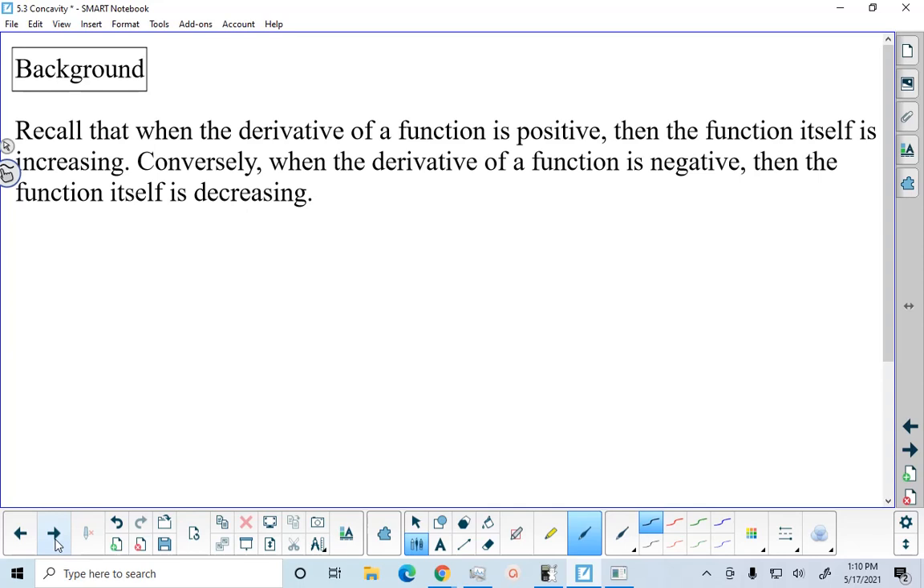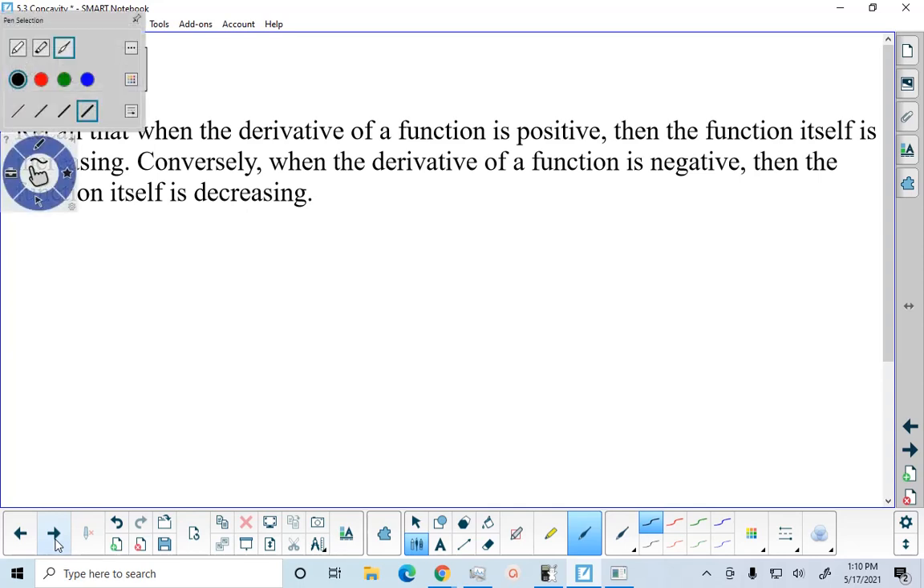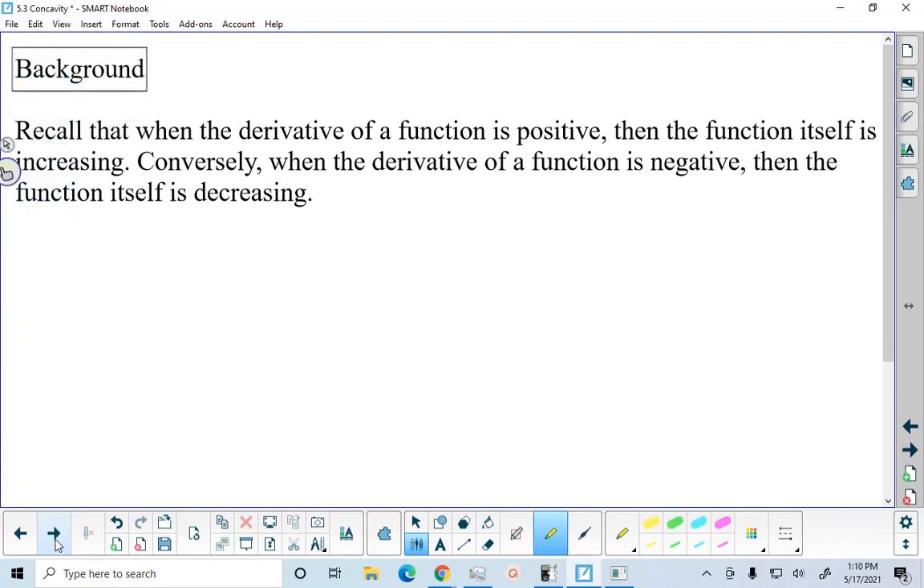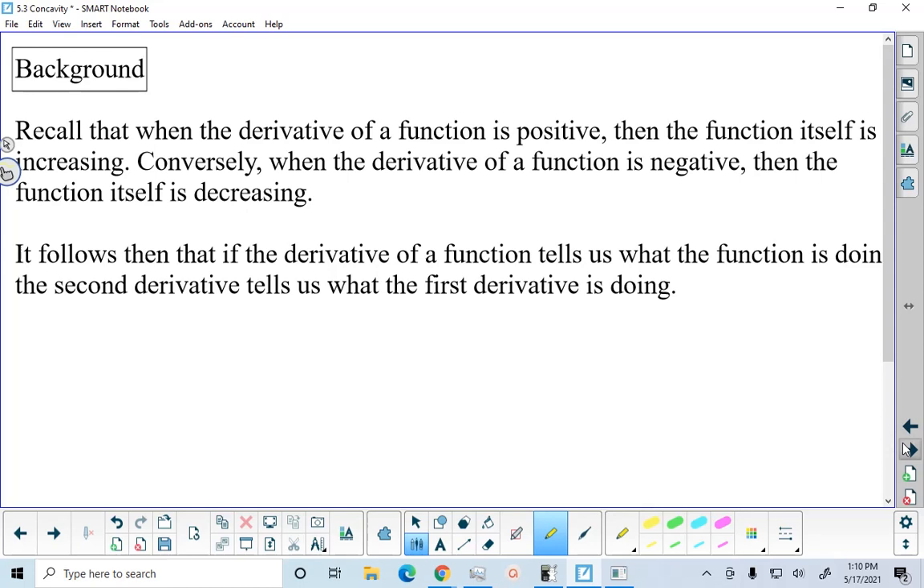Similarly, when the derivative of a function is negative, then the function is decreasing. And again, I want to highlight for you here, it's the derivative of the function. So it's the function whose description we can talk about. If the function has a positive derivative, the function is increasing. I know I've repeated myself upwards of 8 times there, but it's very important. So what that means is that if the derivative of a function tells us what the function is doing, then the second derivative tells us what the first derivative is doing.